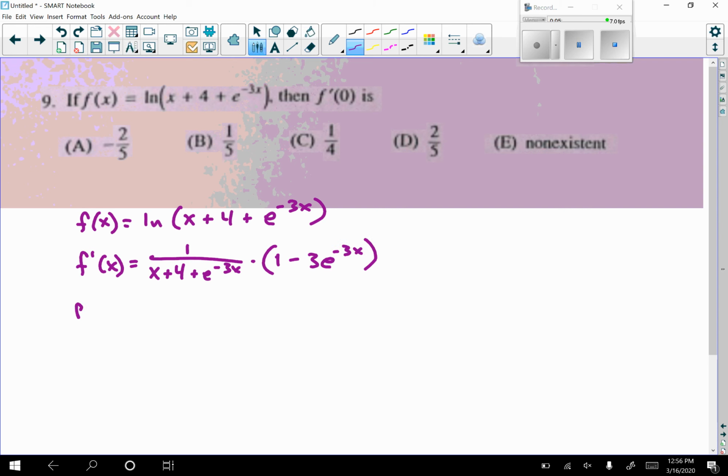And now we want to find f prime of 0. So we get 1 over, x just becomes 0, so we get 4 plus, this becomes e to the 0, which is 1, times 1 minus 3. Again, this part here will just become a 1. So up top we'll get a negative 2 and 5 in our denominator. So A for number 9.